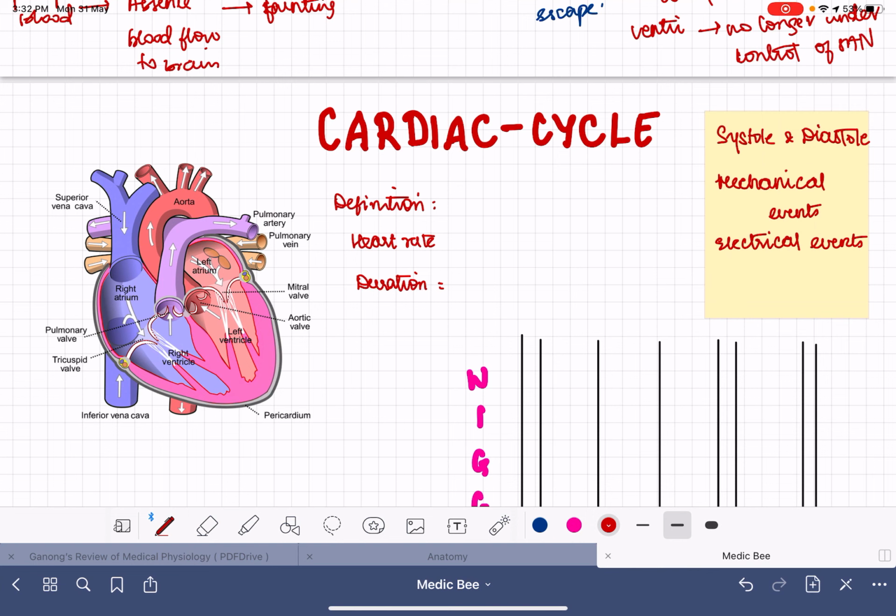In this video, we will be seeing a very interesting and very important topic called the cardiac cycle. We will first try to define what a cardiac cycle is. The specific learning objectives for today's topic are to differentiate what a systole and a diastole are, what the mechanical events are, and what the electrical events are that are happening in our heart.